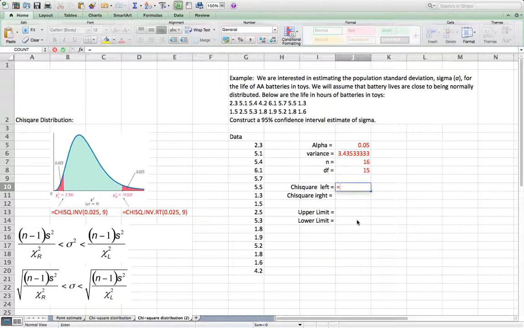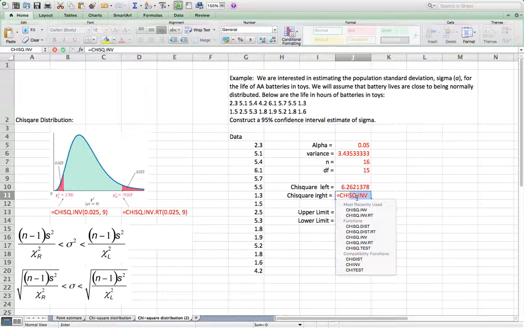Now, chi-square left will equal CHISQ.INV. Now, the probability will equal alpha over 2, which is the alpha cell divided by 2. Then the degree of freedom cell. That's your left. Now, chi-square right will equal CHISQ.INV.RT. Then the probability again is the alpha cell divided by 2. And the degree of freedom cell.